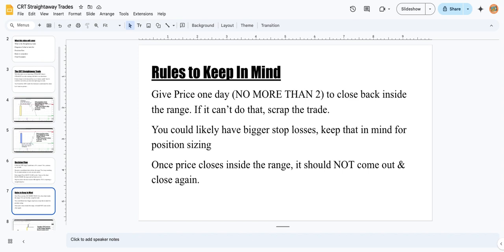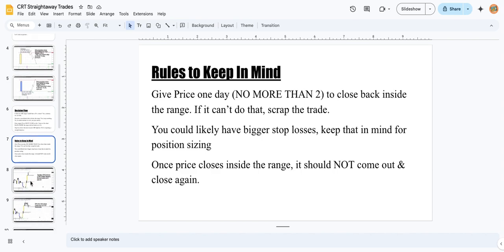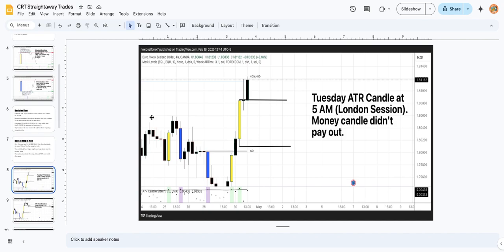And as well, once price closes inside the range, it should not break back out and close. It may pin the range, but it has to close back inside of it. Pinning the range can be normal. So let's take a look at some real examples here. This is just one step, something to see the progression of it. So right here is our ATR candle.